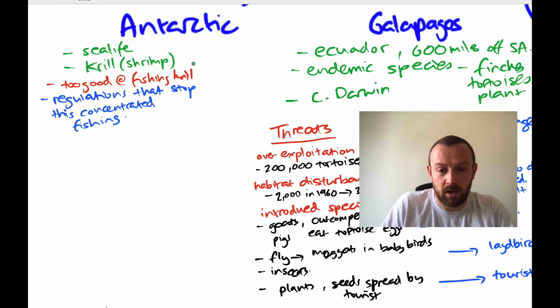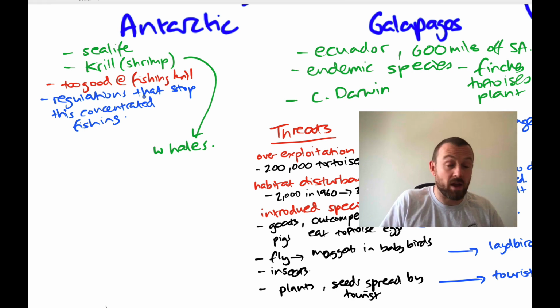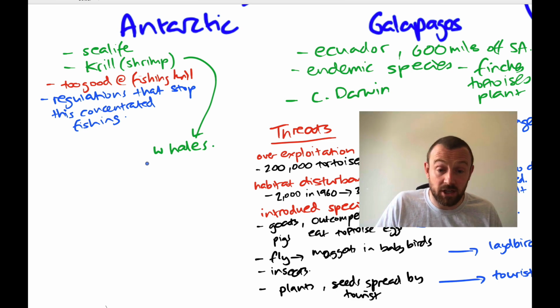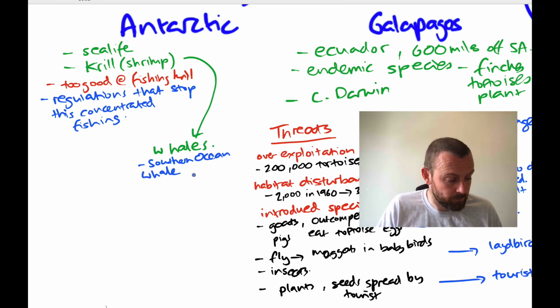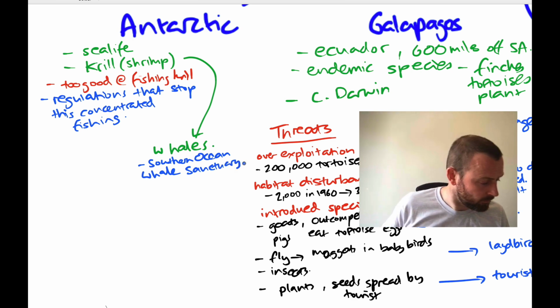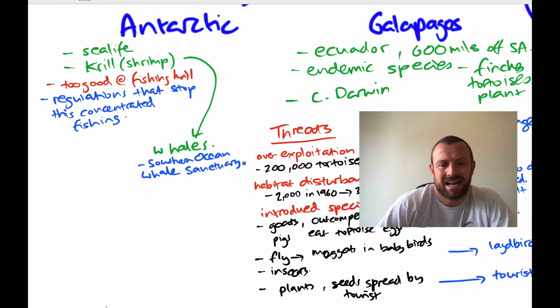Okay, that's krill. What else? Let's go down here. We've also got whales. Now, whales breed in the Antarctic waters in the summer, so there's now a Southern Ocean Whale Sanctuary. It's illegal to hunt and kill whales in this sanctuary, so it's basically like a large marine protected zone.